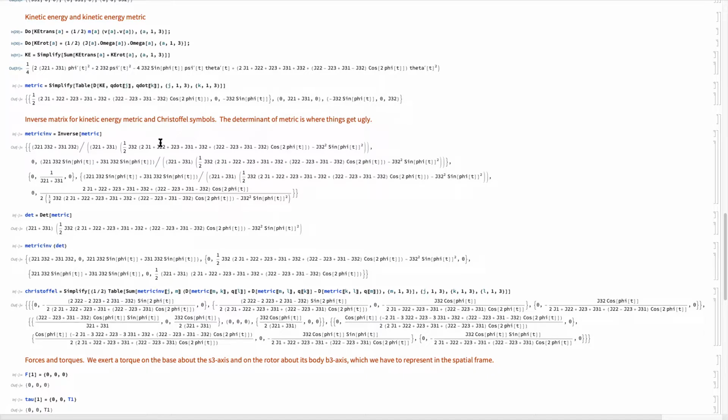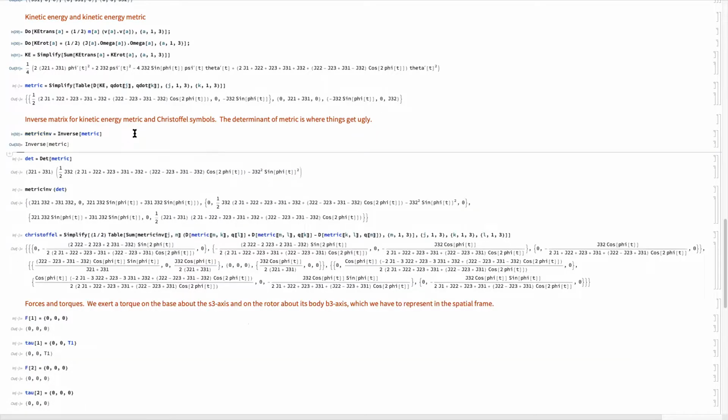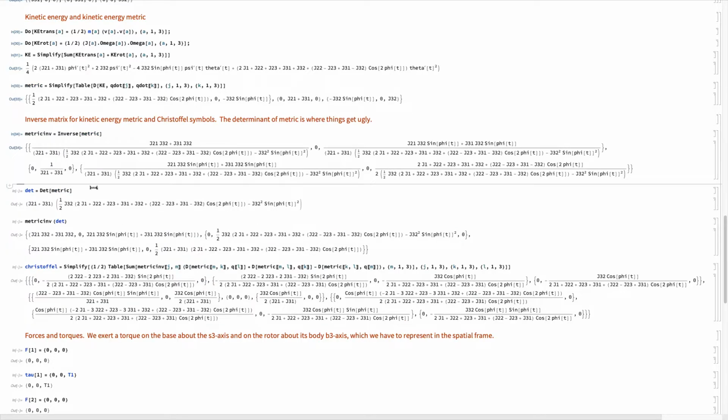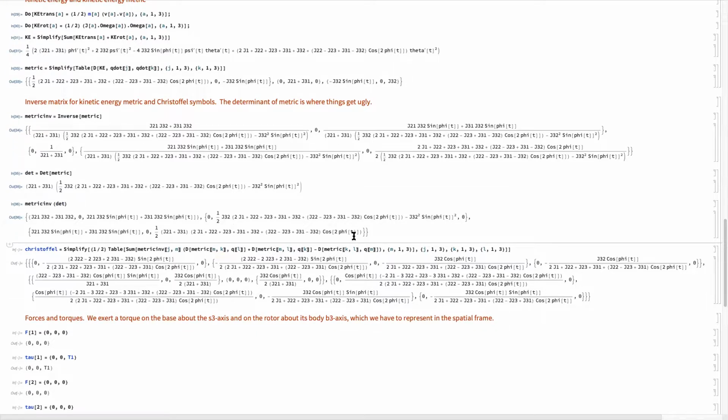Now is where things become a little bit unpleasant. So you invert this. As I mentioned in class, the thing that makes this not fun to look at is really just that the determinant appears in a lot of different places. If you need to display the kinetic energy metric, one way to do that is to calculate the determinant and then multiply the inverse by the determinant. That gets you something that doesn't have all the ugly denominators in it.